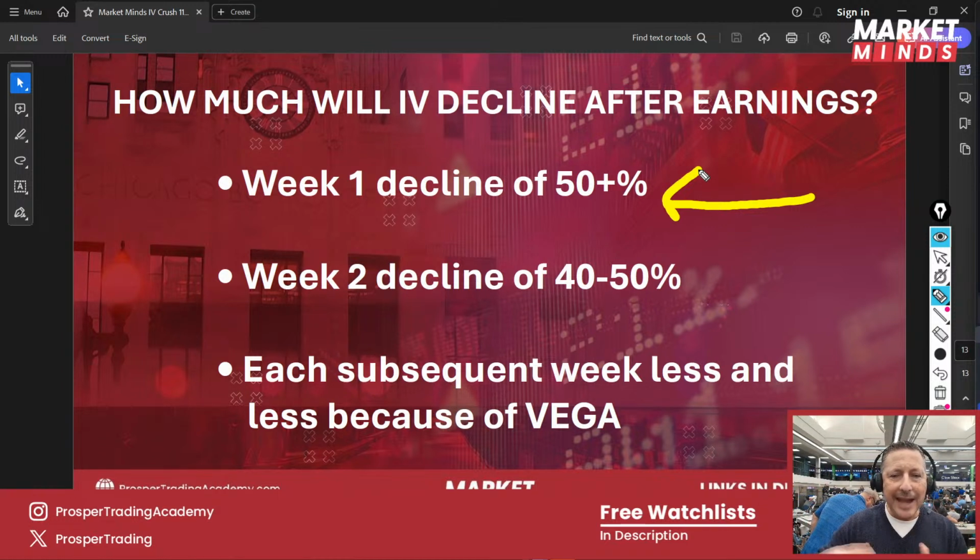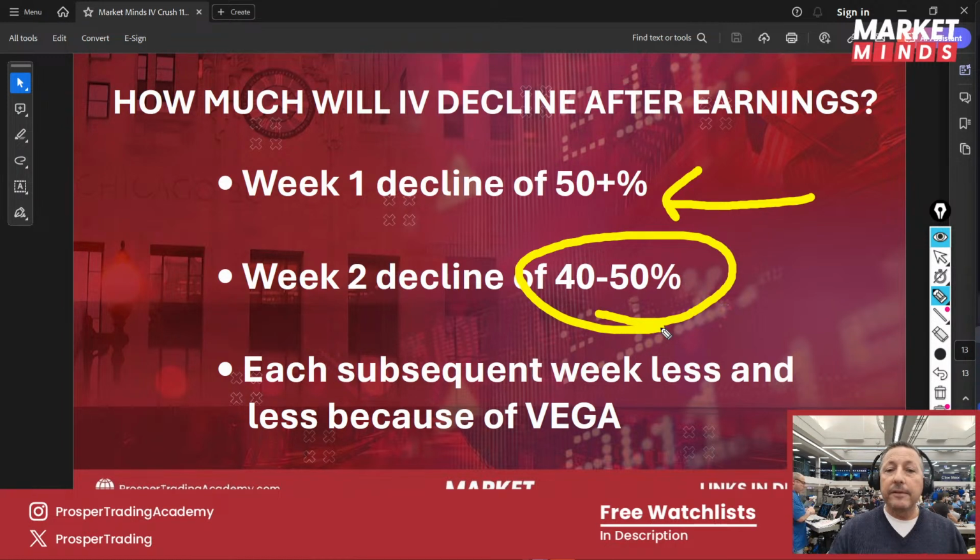The next week, week 2. In our case, week 2 is November 29th. It's going to be a little less of a crush, typically 40 to 50%. I will usually model it closer to 50%, because what I want in my models is to underestimate a little bit how much the short option is going to get crushed and overestimate how much the long option is going to get crushed. And then if the P&L analysis still looks good because I've got a little bit of a fudge factor in there, great. So that's what I do.